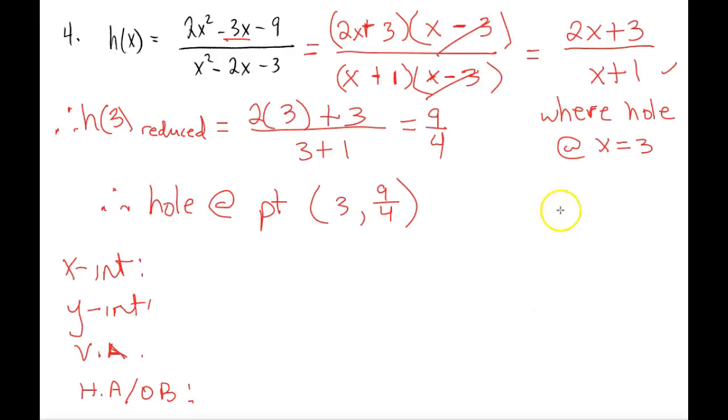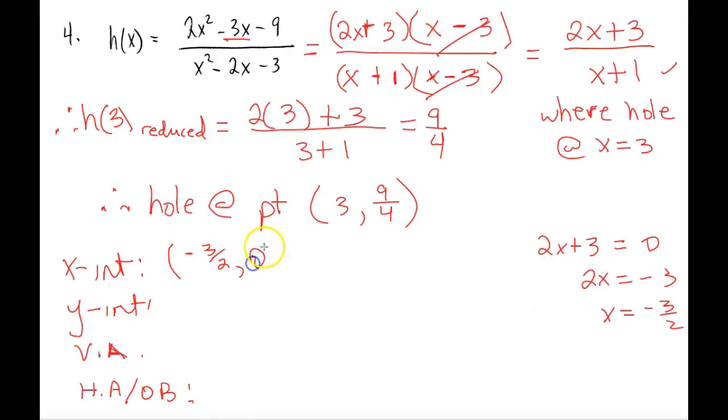So for the x-intercept, we know that it's going to be the zeros of the numerator. So if we take 2x plus 3 and set it equal to 0, if we subtract 3 from both sides and then divide by 2, we'll see that we get x is equal to -3/2. So that means that our x-intercept will be at the point -3/2, comma 0. Or put another way, -1.5, 0.